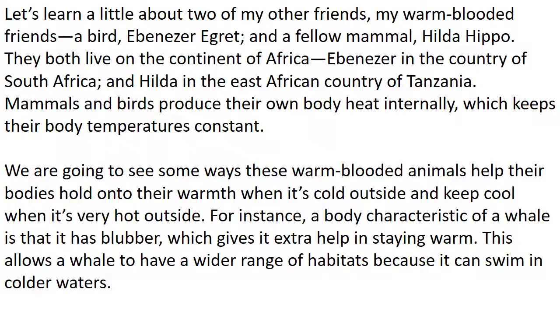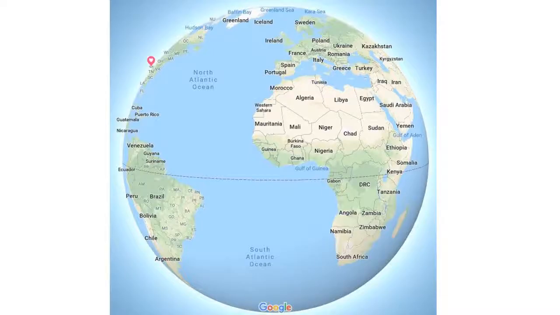For instance, a body characteristic of a whale is that it has blubber, which gives an extra help in staying warm. This allows a whale to have a wider range of habitats because it can swim in colder waters.